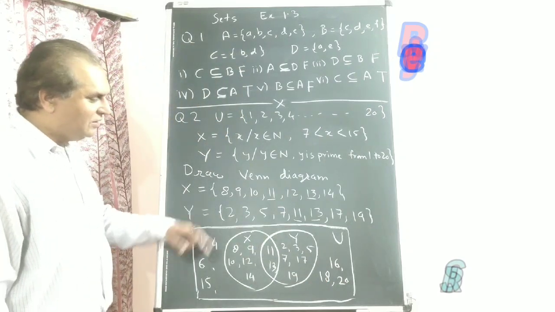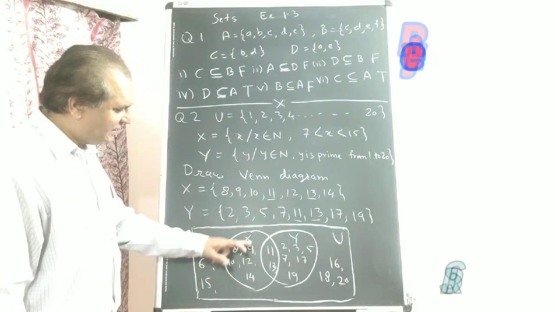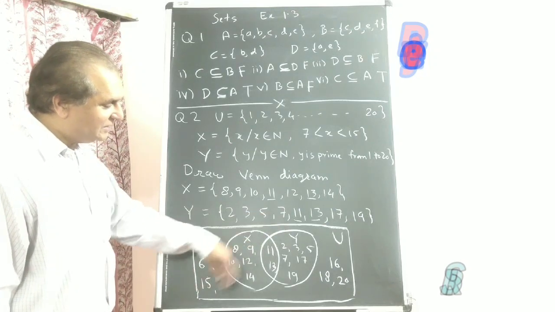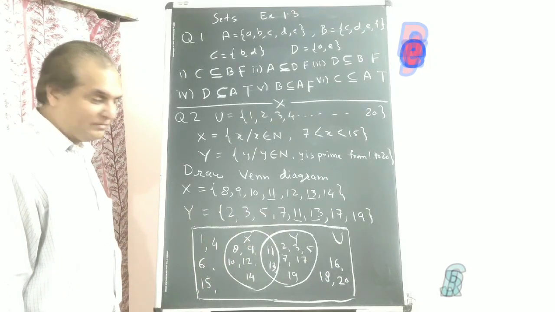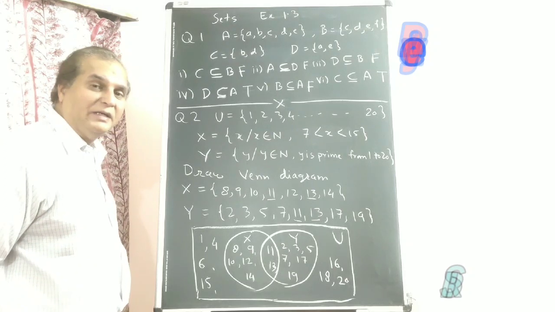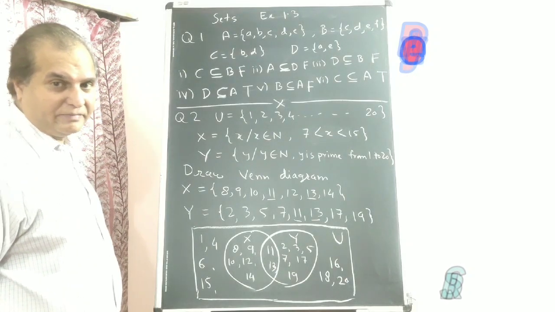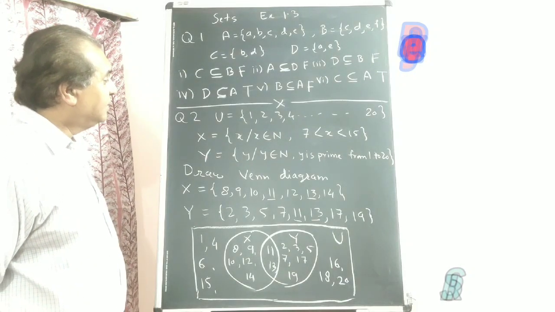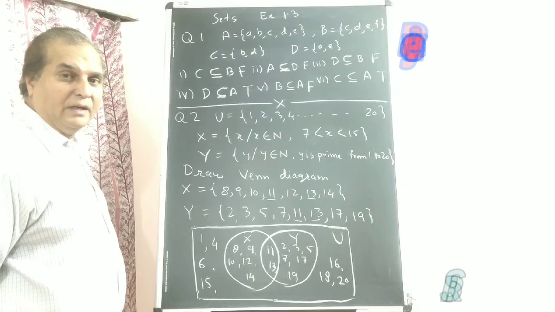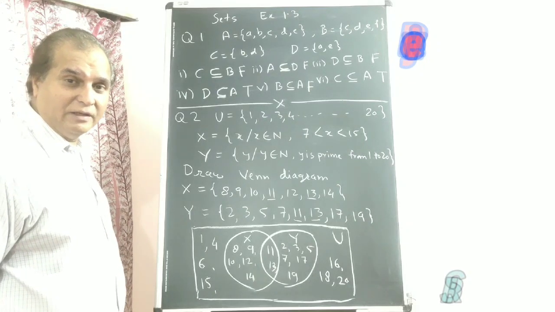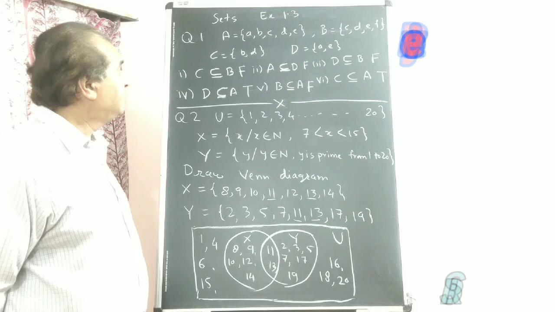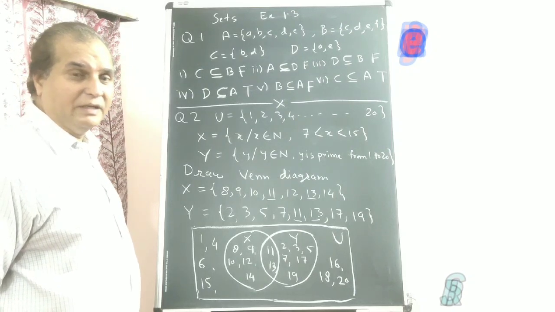Now U contains all the 20. This is X representation, Y representation, this is common representation. Understood? This way we represent a Venn diagram. Exercise 1.3, understanding? Any doubt, you can ask me. Use the comment box.